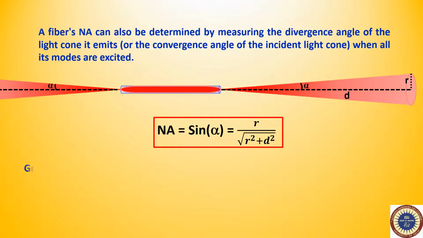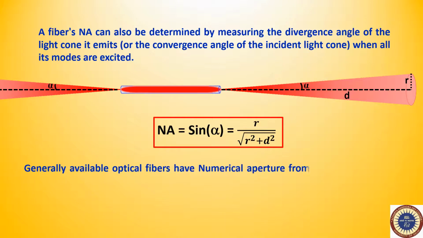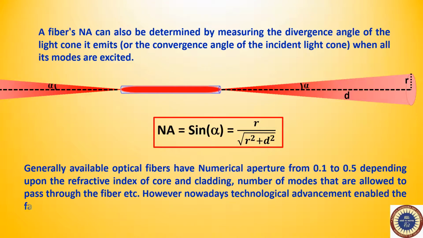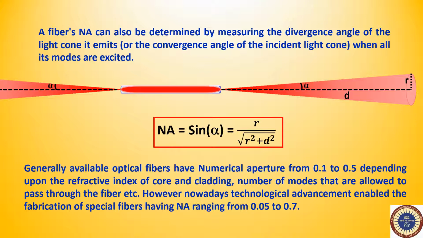Generally available optical fibers have numerical aperture from 0.1 to 0.5 depending upon the refractive index of core and cladding, number of modes that are allowed to pass through the fiber, etc. However, nowadays technological advancement enables the fabrication of special fibers having numerical aperture ranging from 0.05 to 0.7.